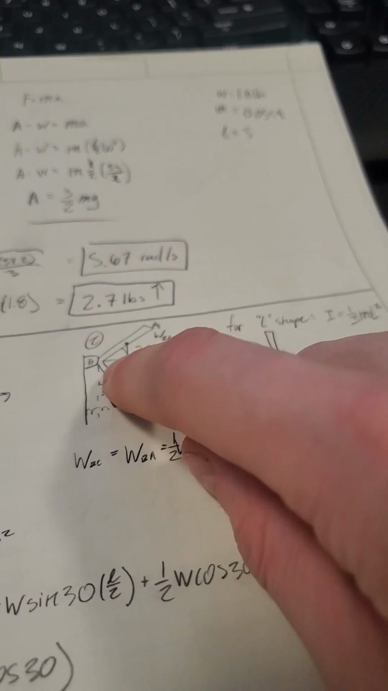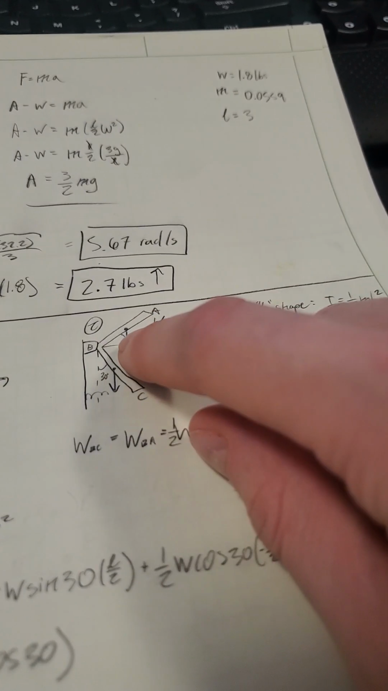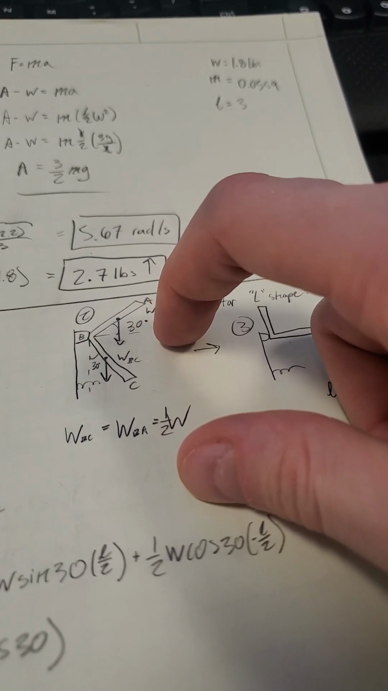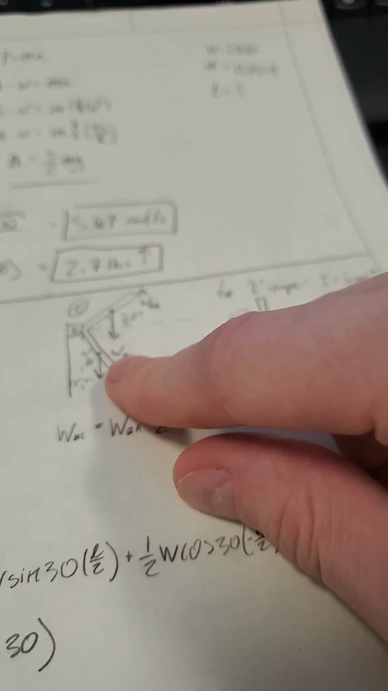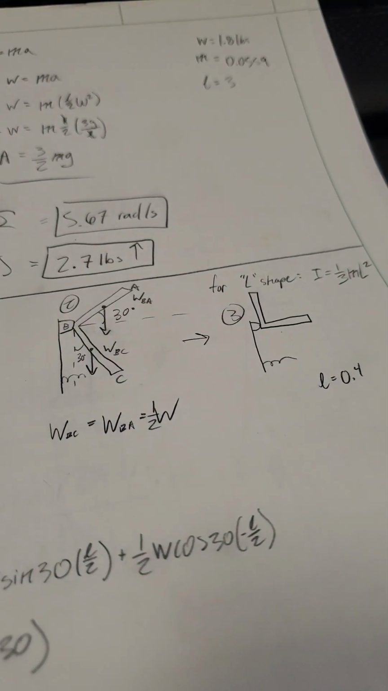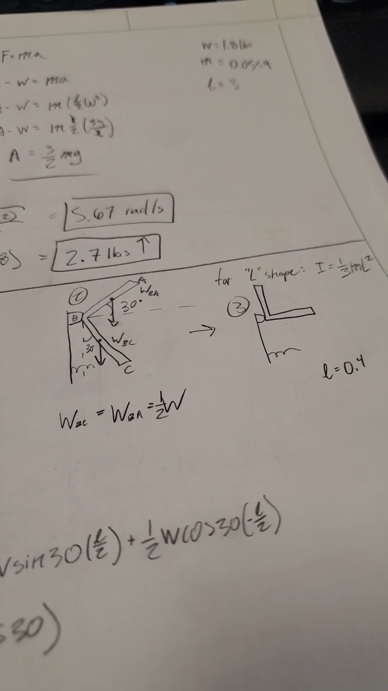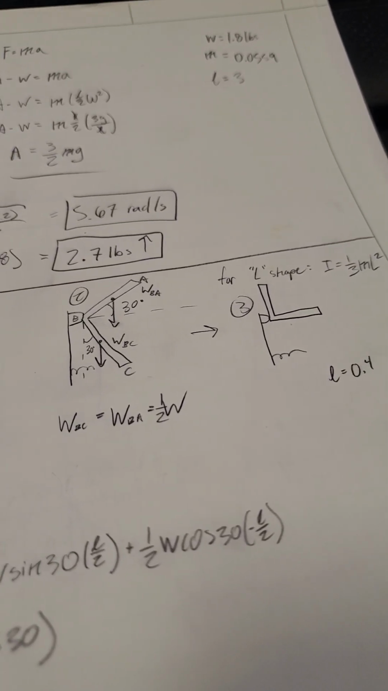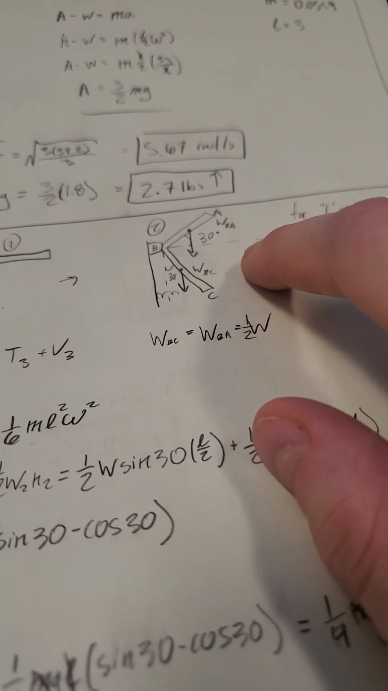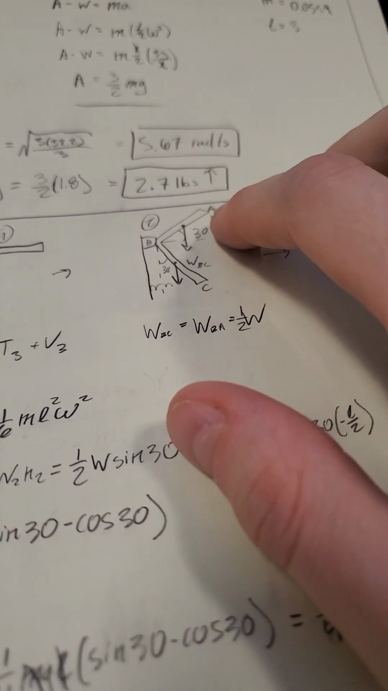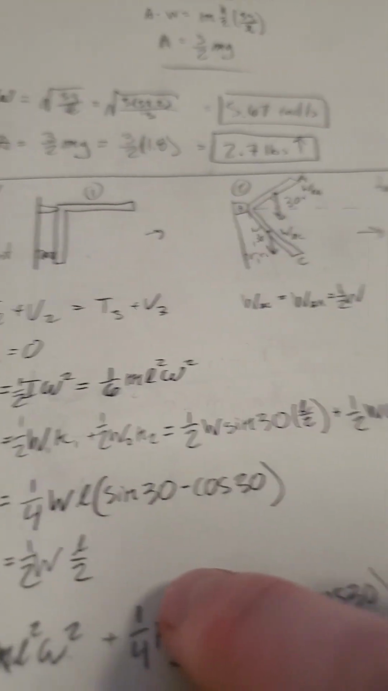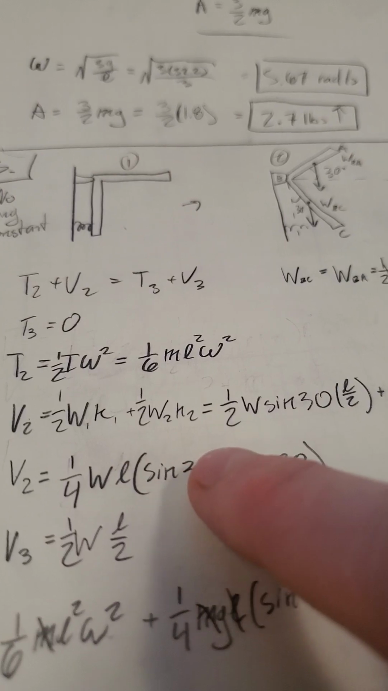So this upper one, it's moving sine of 30 degrees upwards. And this one is moving cosine of 30 upwards. So what you have to do is treat one of these as negative and one of these as positive. So I treated this one as a negative. I think I plugged in the equation as a negative length.